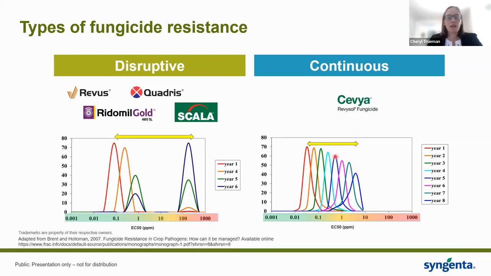And so group 3 fungicides would be an example of a group where we see this continuous resistance. And then Miravis, so this is an example of a group 7 fungicide. It's a little bit in the middle because there are a few cases where we see disruptive resistance, but it's mostly continuous.